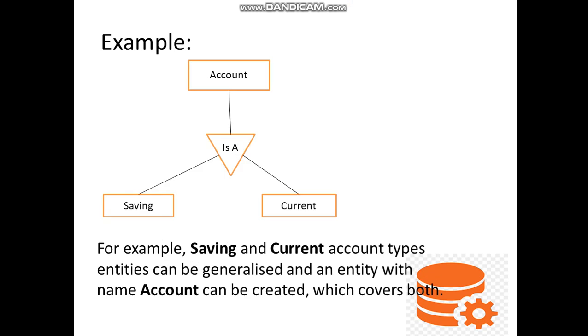For example, see, we have two accounts, saving and current. We are combining these two accounts to make an account which covers both the current and the saving. Now this is a relationship, generalization. So this is a relationship where we are going to use the triangle in opposite direction, and we are going to write is a between.